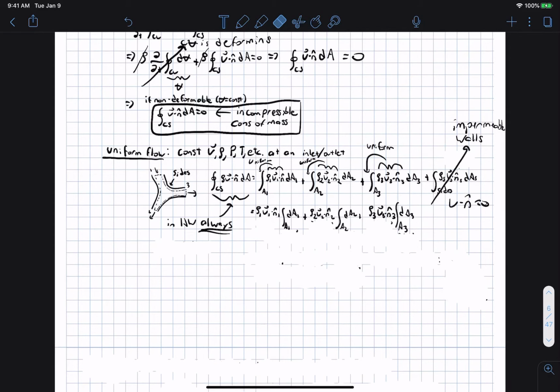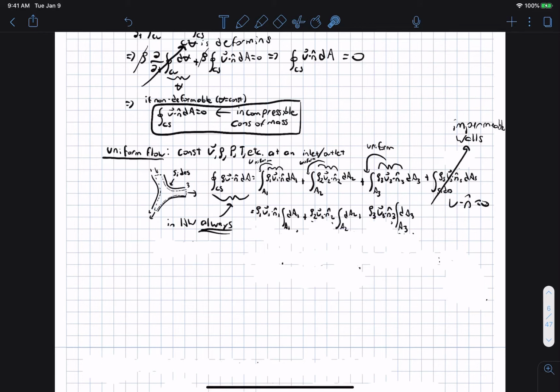If we simplify this and apply the uniform flow assumption on all three of these surfaces, we have rho 1 V1 dot n hat 1 times the integral of dA1. This is just the area. And we have the same thing for the second area here, and the same thing for this third area here.